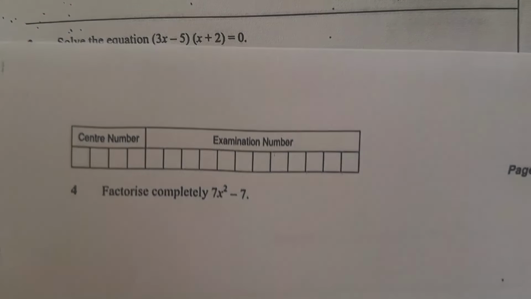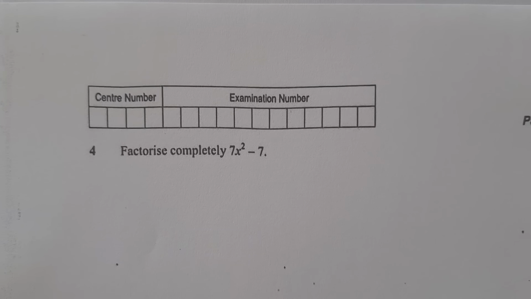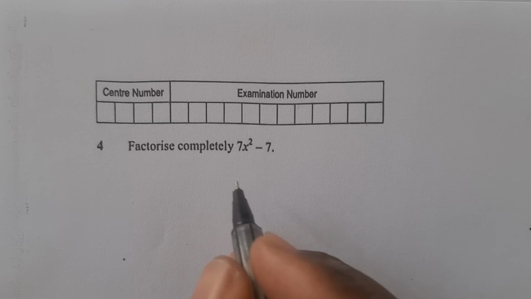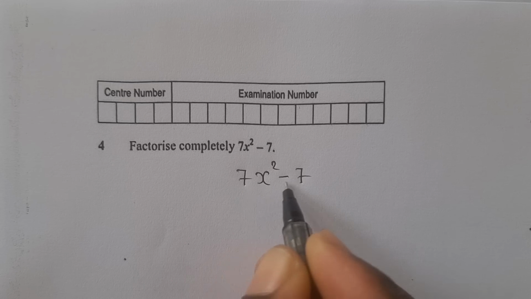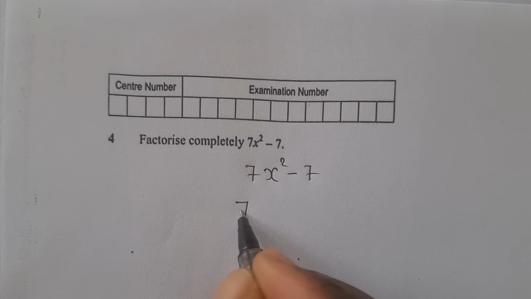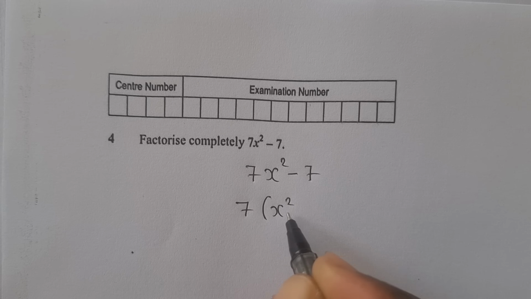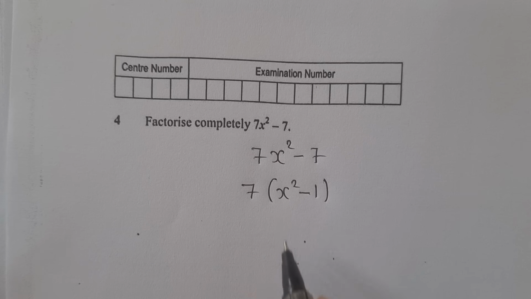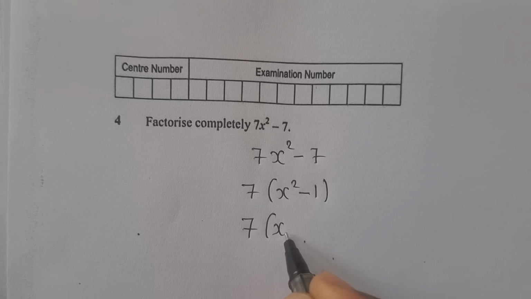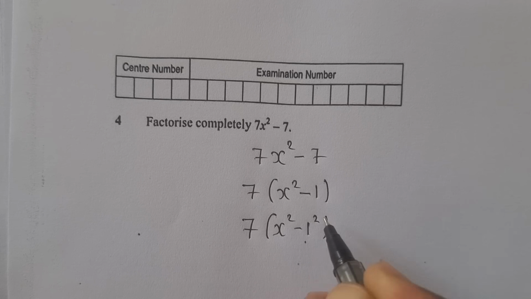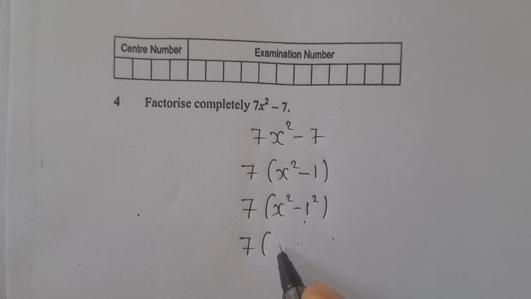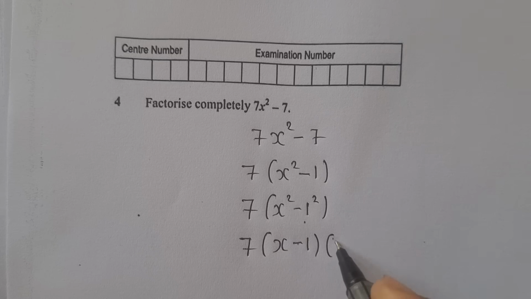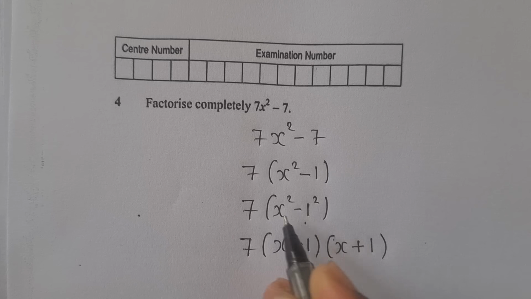For question number 4, they are saying factorize completely. To factorize this one, you're simply going to say 7x² − 7. You factor out what is common, and that is a 7. So 7 outside the bracket, you remain with x² − 1. Inside here, we can use difference of two squares. That's x² − 1². What is 1 power 2? It will just give us a 1. So now we can say (x − 1)(x + 1), difference of two squares.